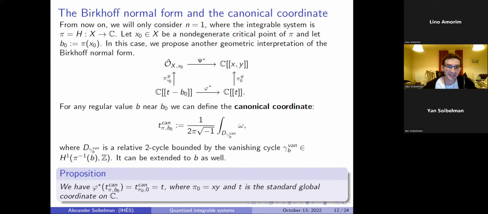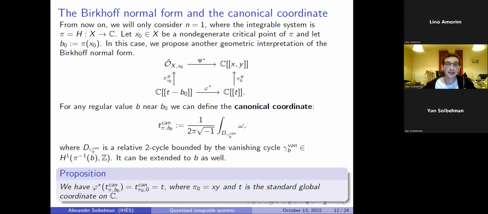And then the condition that I'm actually transforming my function h, which is also coincidentally going to be my entire integrable system, pi, into its Birkhoff normal form, is a condition that says that this bottom isomorphism that goes from formal power series in t minus b naught to formal power series in t is just going to be taking t minus b naught to the Birkhoff normal form of h. So you can think of this phi star as just the Birkhoff normal form in this one-dimensional case.